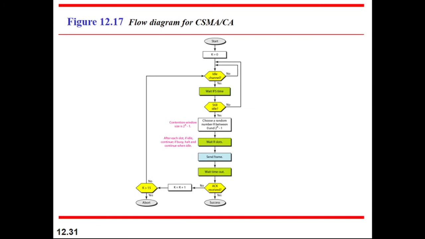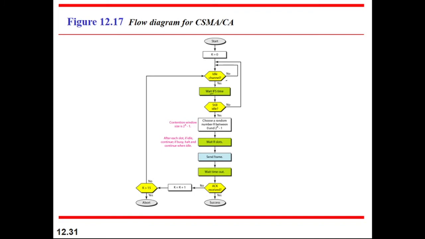In CSMA/CA, we start with a value k equal to 0. If the channel is idle, if it is yes, then wait for IFS time. If the channel is idle, then you have to go ahead. If it is no, if the channel is not idle, that means the channel is busy, then again you have to check the channel. So this is a repeating process.